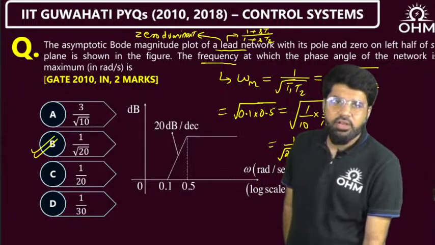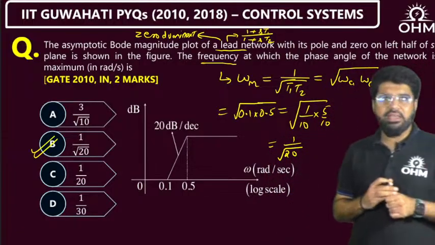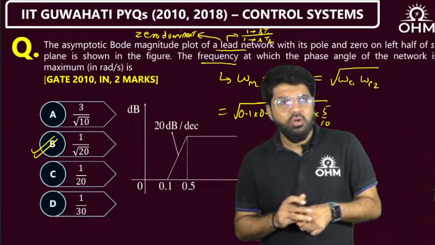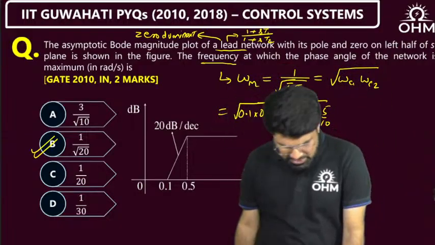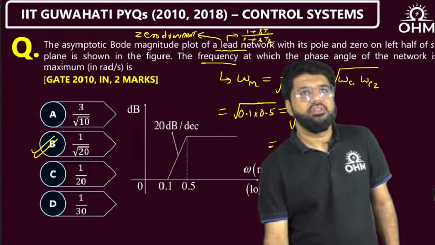Tell me if you have any confusion. Option number B is the correct option, 1 by root 20. Correct, Sai Vikas, option number B. Next question, be ready for the next question.